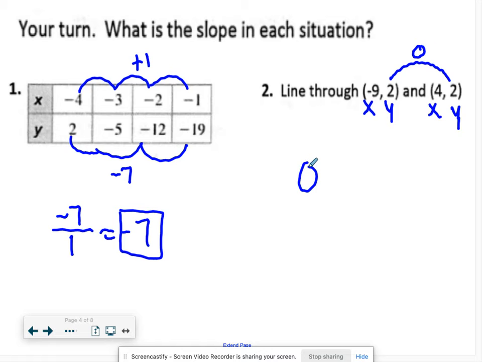So that's our change in y. Now how do you go from -9 to 4? How many is that? 13. That's our change in x. So 0 over 13. Can you reduce that one? What's 0 divided by 13? 0.